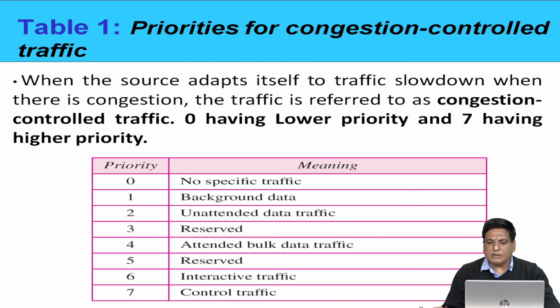So priority for the congestion control traffic: when the source adapts itself to the traffic slowdown when there is a congestion, the traffic is referred to as the congestion control traffic. 0 has the lower priority and 7 has the higher priority. So 0 is assigned for no specific traffic, 7 is assigned for the controlled traffic, and 6 is assigned to the interactive traffic.